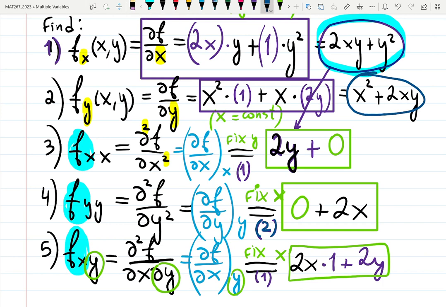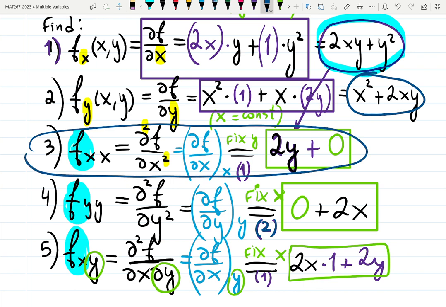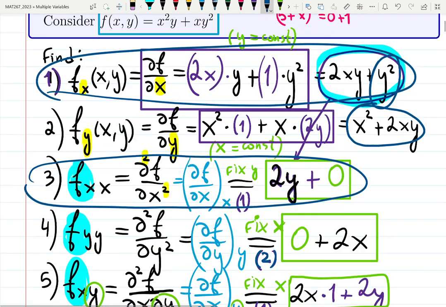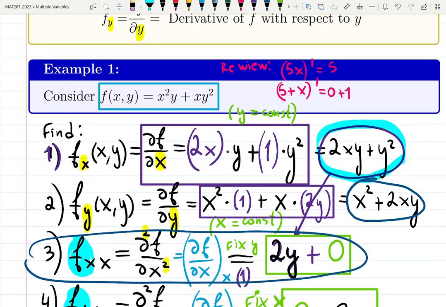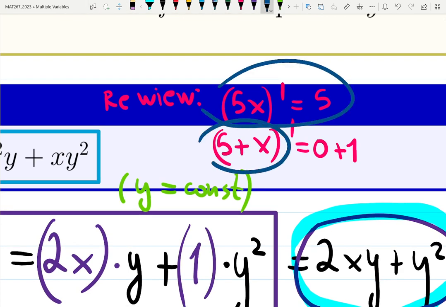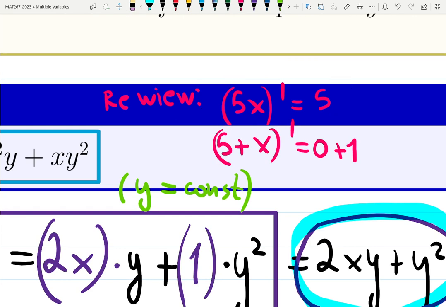Number 3: the second derivative of f with respect to x. I'm looking at the first derivative with respect to x, and the last variable tells me that everything else is fixed. Only x is a variable. So that means I look at y squared as a constant. It's like 10 squared, and the derivative of 10 squared is 0. The derivative of a constant is 0 if it's standing outside. This is why I like this note I made over here: the derivative of 5x gives you 5, but 5 plus x gives you 0 plus 1 because it's isolated.